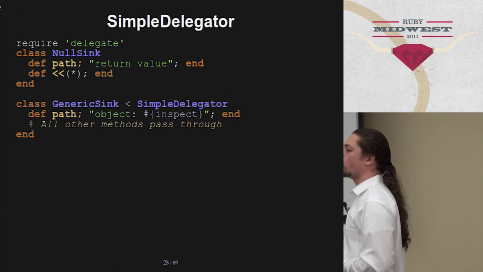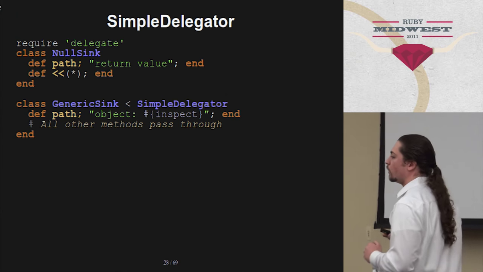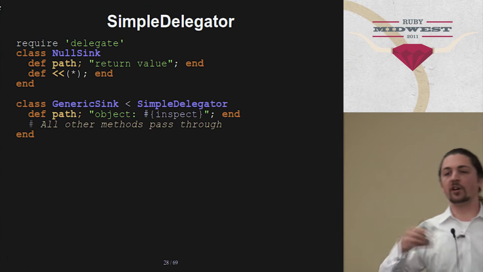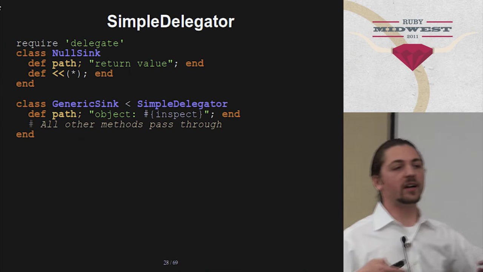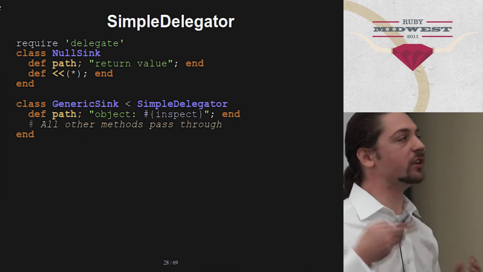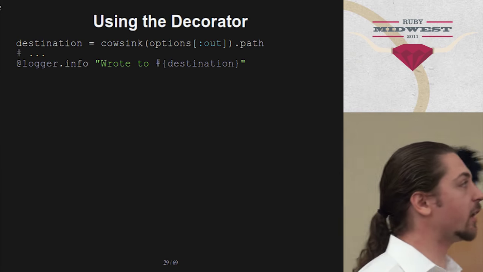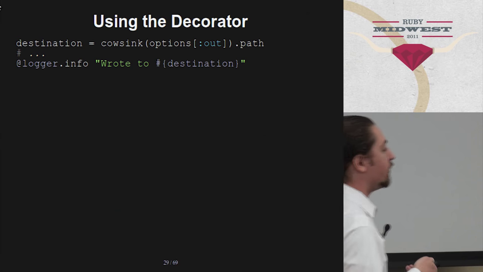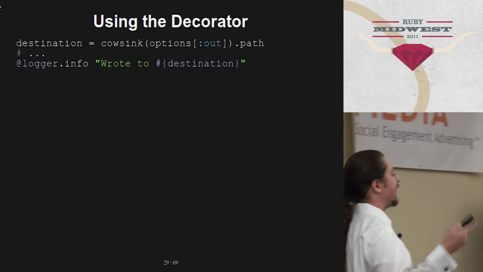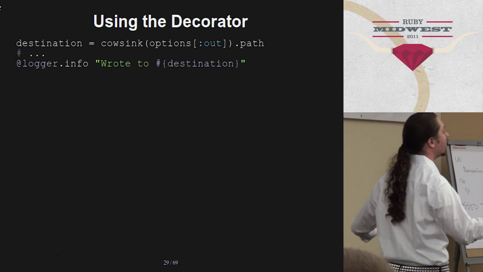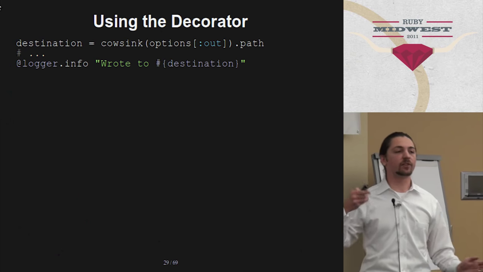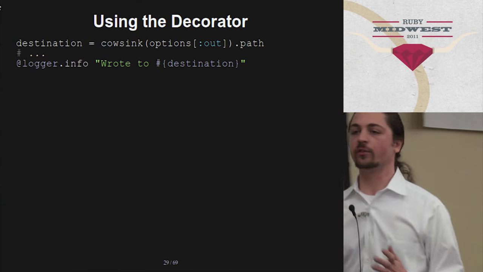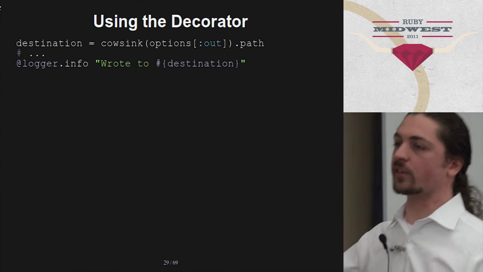Generic sync uses Ruby's symbol delegator class to create a really simple decorator which will pass every method on to its underlying object, except it defines a custom path method so that we can always depend on that path method being there. Now, we replace that line of code with this call to calsync, and what we have now is we can confidently say .path on whatever comes out of that. Whatever comes out of that, whatever it is, we know that it'll have a .path method. And now we have this much more expressive and confident line of code where we can easily log where we put the output.